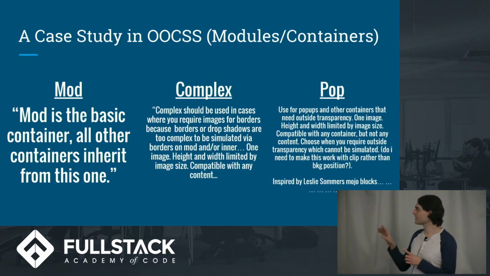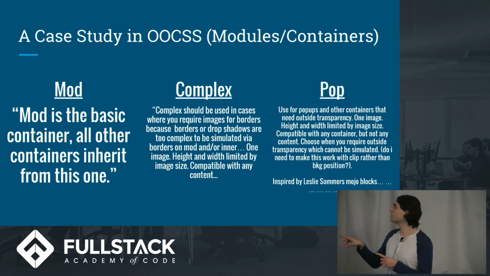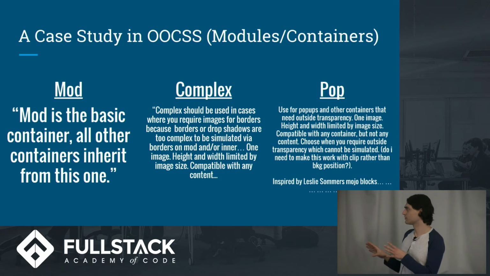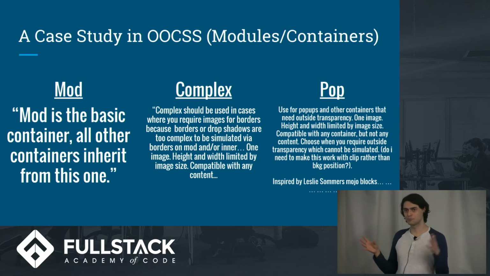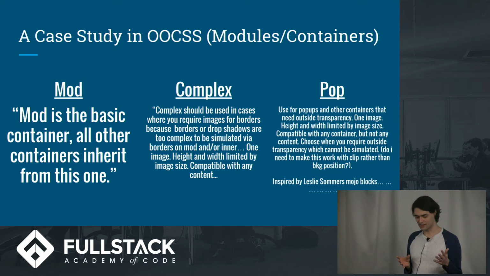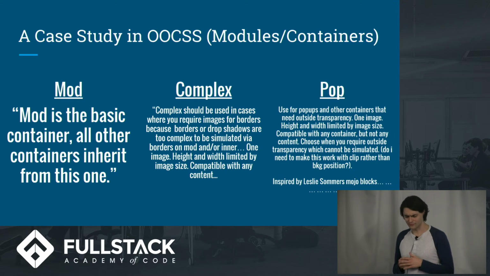But I've actually included some of the documentation for object-oriented CSS, specifically its container model. It has three different containers. One is mod. It's pretty simple, right? Mod is the base container. All other containers inherit from this one. Then you have complex, which should be used in cases where you require images for borders, because borders or drop shadows are too complex to be simulated via borders on mod.